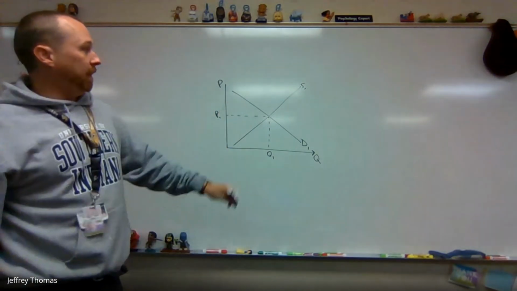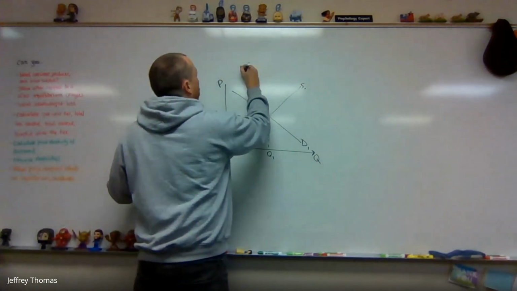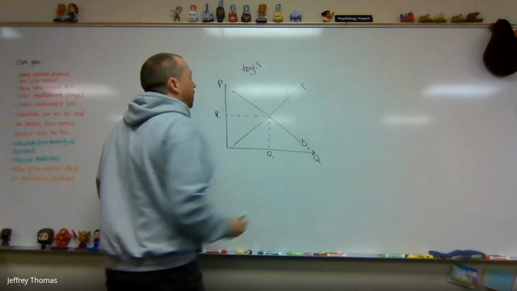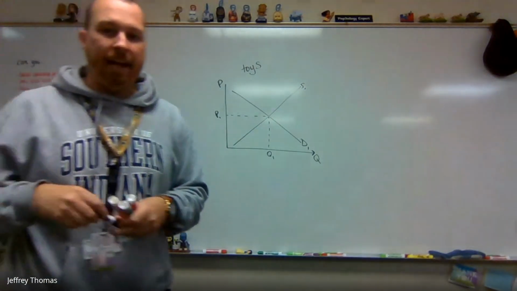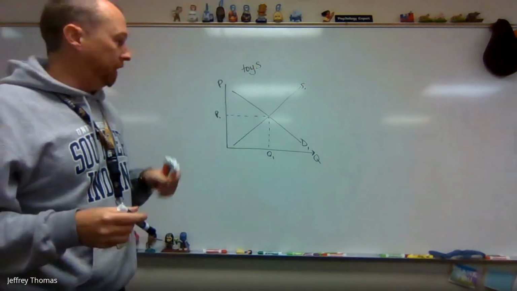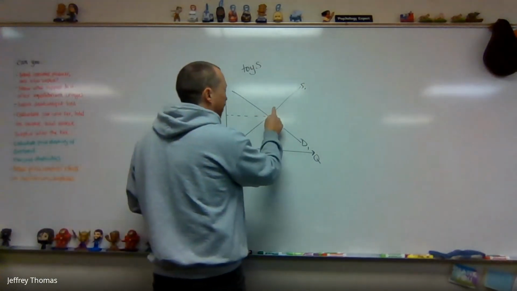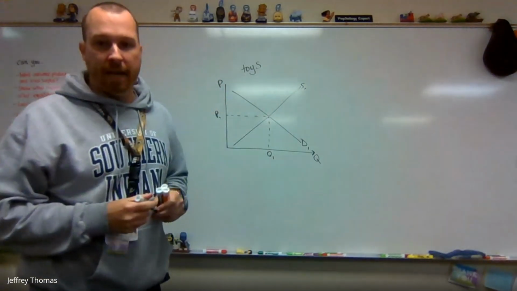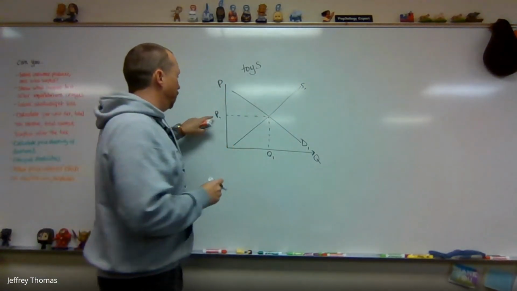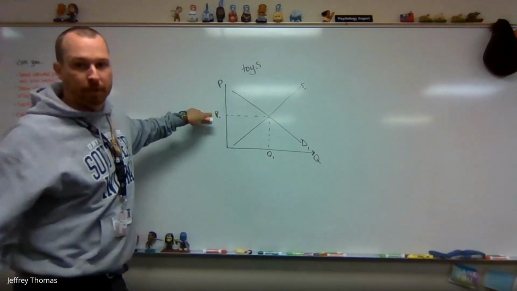Now let's say this is the graph for toys, and the government comes in and puts a tax on toy producers. What is that going to do to the graph? It's going to shift the supply curve up by the amount of the tax, because producers would only sell this many if they get this much money.